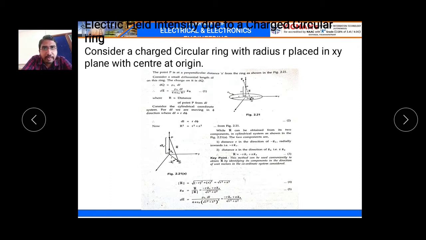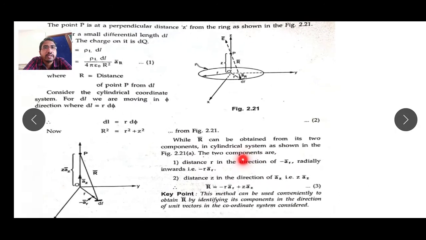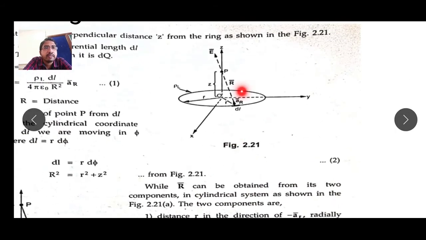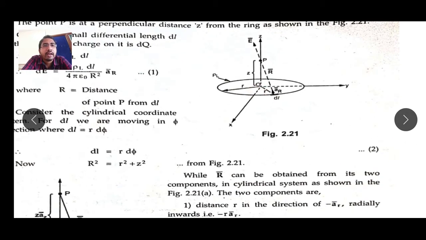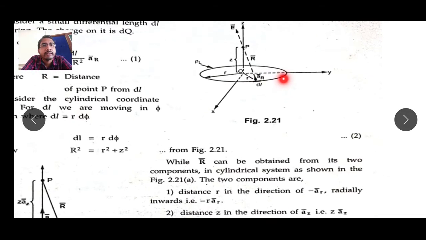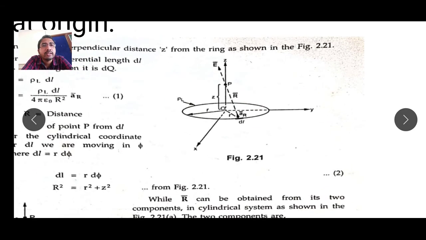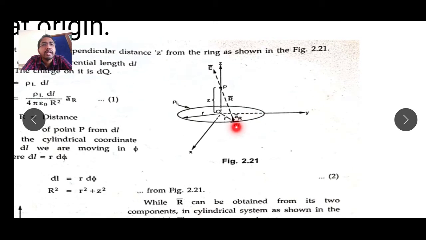Now we should derive the electric field intensity due to a charged circular ring. So here I am taking a circular ring of radius R. I want to find the electric field intensity at point P due to this charged circular ring. So I am taking a small differential length dl on this complete ring, and due to this dl I want to find the electric field intensity at this point P.